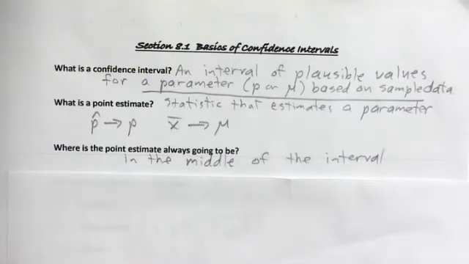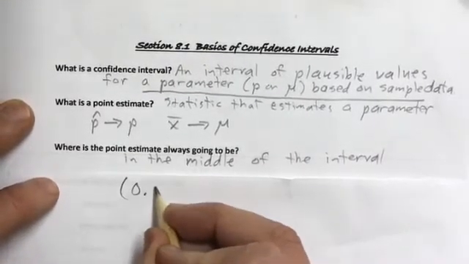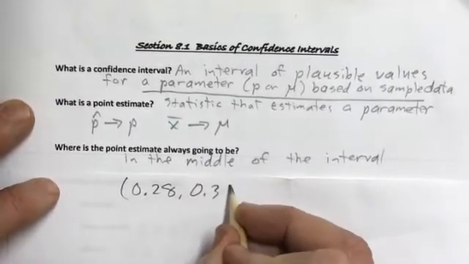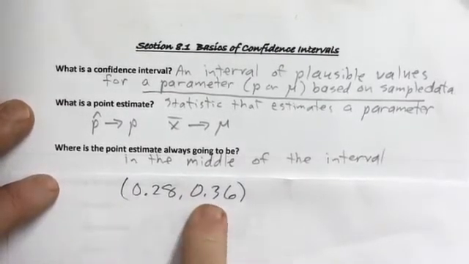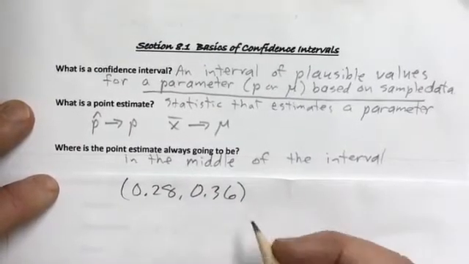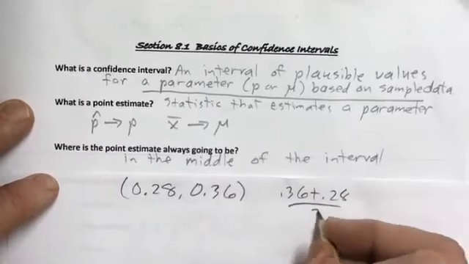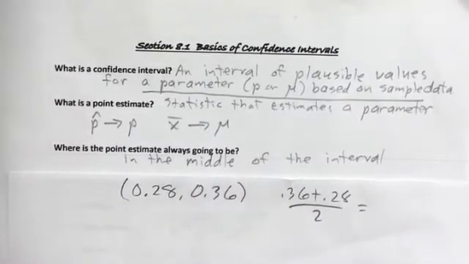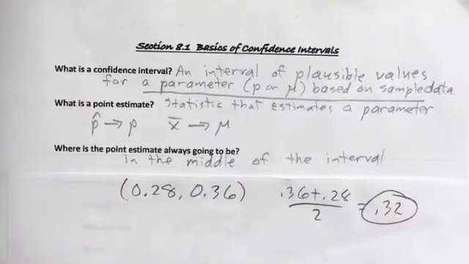So for instance, let's pretend that they gave you an interval, like 0.28 to 0.36. There's the interval, and those are the plausible values for our proportion. Where's the point estimate? It's at the midpoint. So what you would simply do is find the midpoint of those two endpoints. You'd say 0.36 plus 0.28 divided by 2, and that should be equal to 0.32. So that's how you find the point estimate: just find the midpoint of the interval, which is what we call the point estimate.